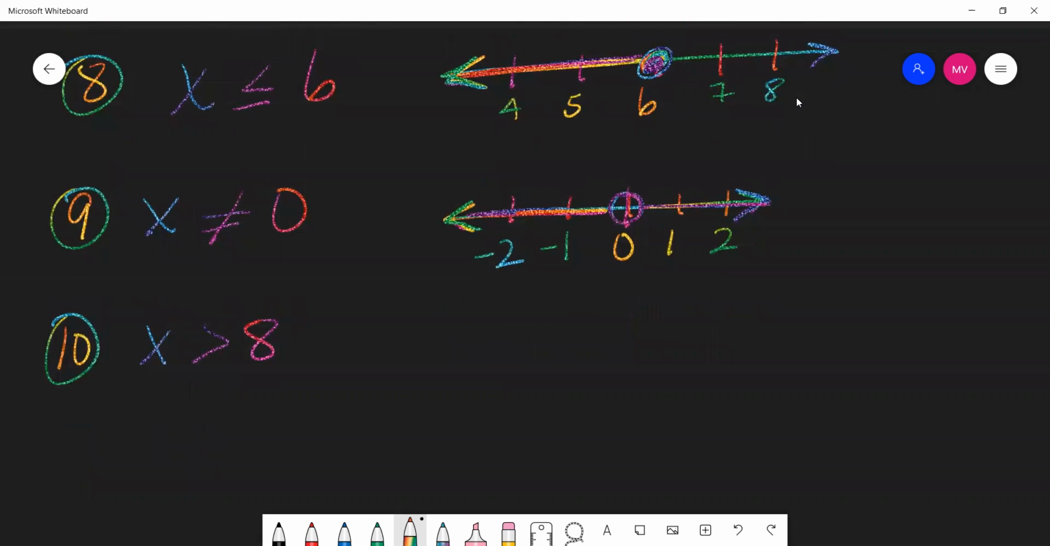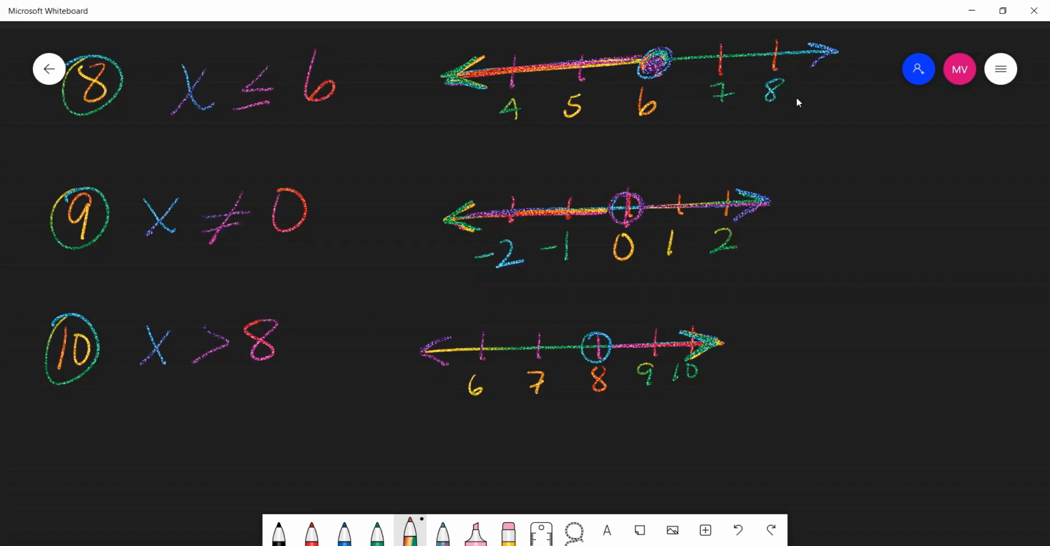All right, now last one, number 10. We have x is greater than 8. So put 8, 7, 6, 9, 10. We put our open circle at 8 because it's not included as a true solution here. And then x is any number greater than 8. So your arrow goes to the right.